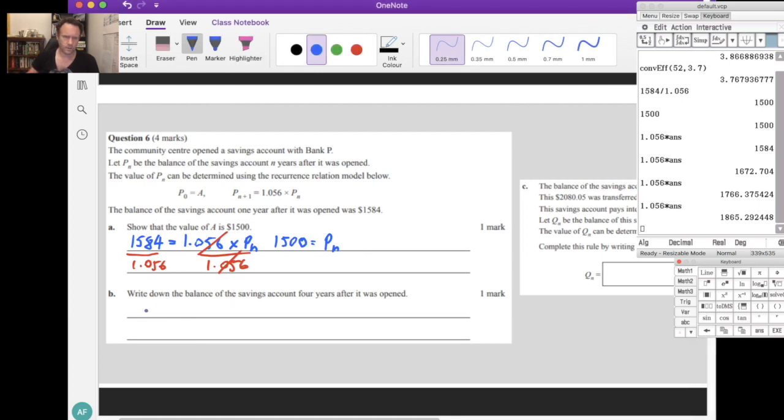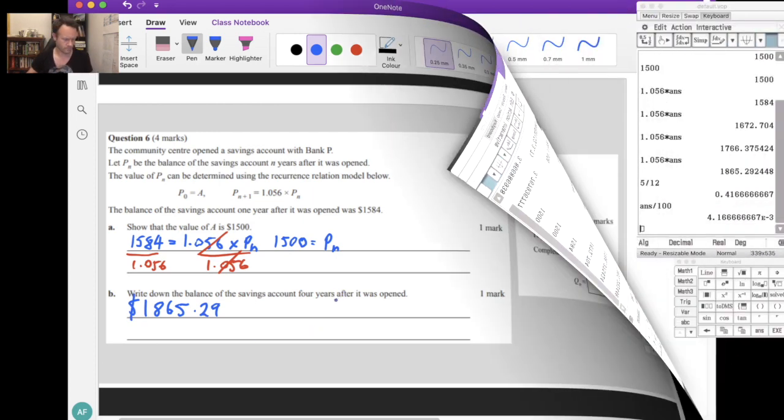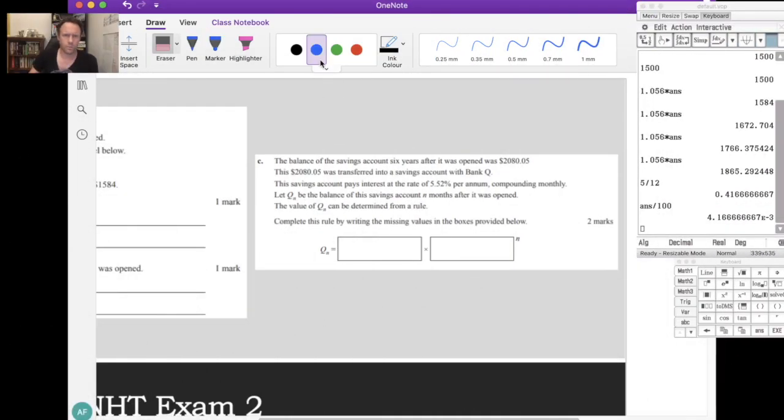So it's $1,865 and 29 cents. Put that dollar sign in there. Okay, for this next one, we will have a look at part C of this question. The balance of the savings account, which was $2,085, was transferred to another bank, Bank Q, which pays a rate of 5.52%, compounding monthly.